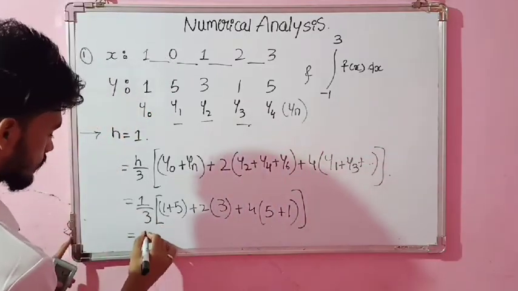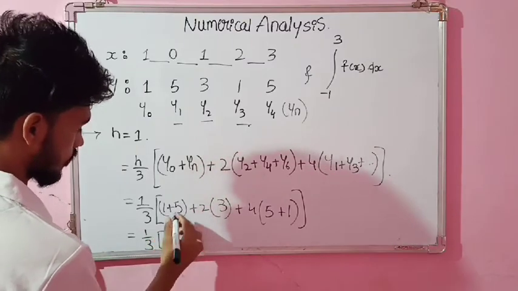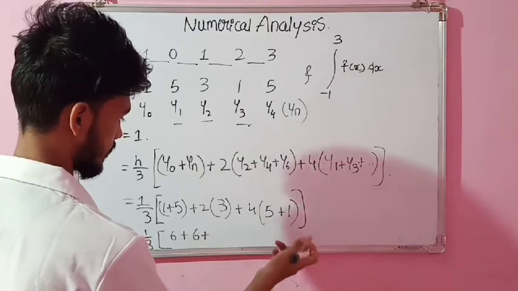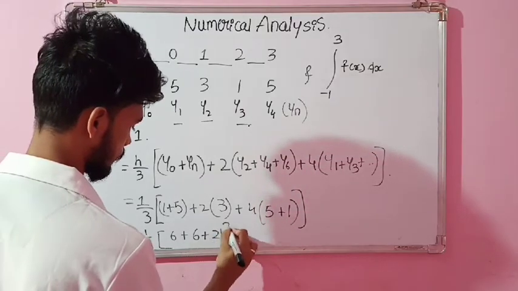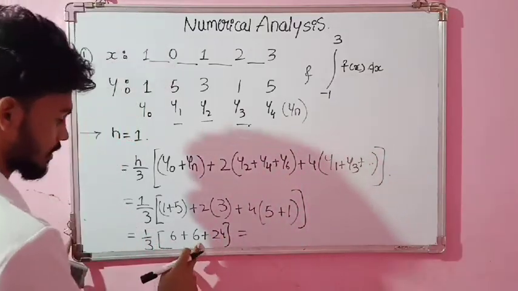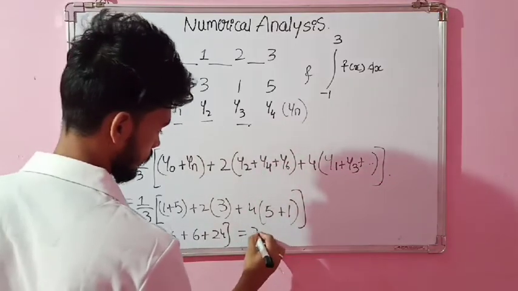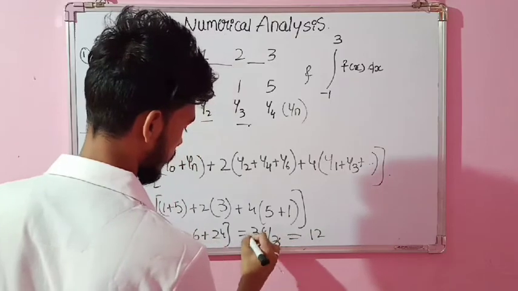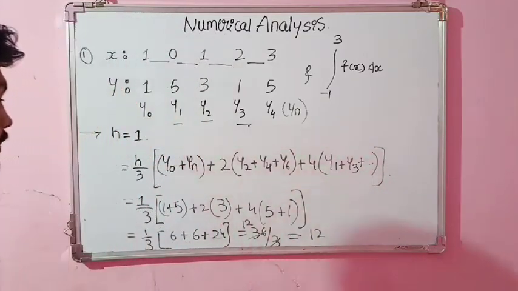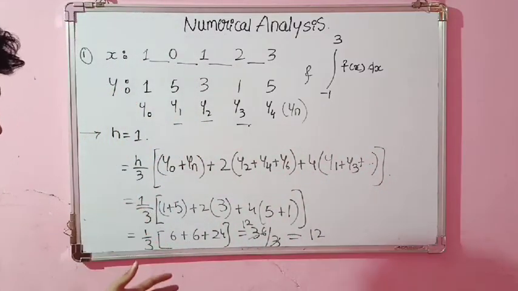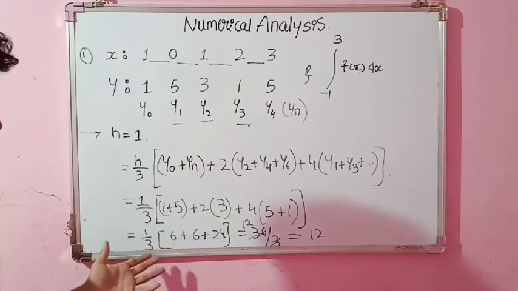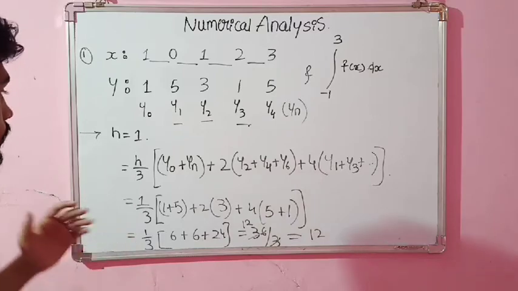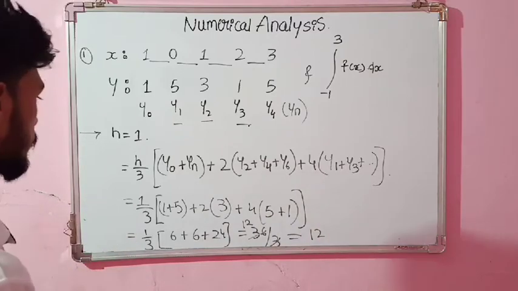So finally it becomes 1 by 3 into 6 plus 6 plus 5 plus 1, 6 fours are 24. 24 plus 6 is 30, 36 by 3. So finally we will get 12. The value of this definite integral, solved with the help of Simpson's 1/3 rule, is 12. Now, for the same given data, we will apply Simpson's 3/8 rule.